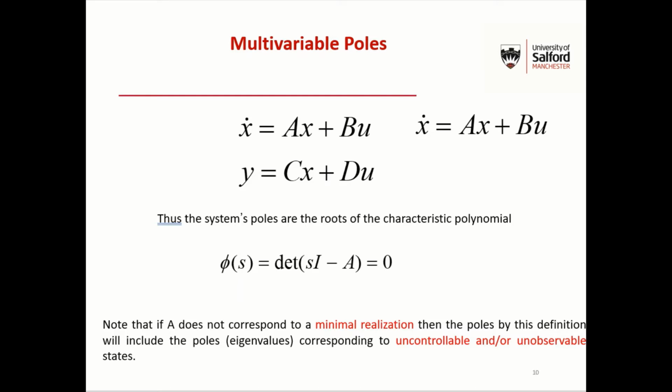Now, multivariable coupled poles. Poles are always associated with the A matrix. In classical state space analysis, to get the poles, it's simply the determinant of sI minus A equals 0. Because the A matrix is independent of the number of inputs and outputs, it's a square matrix, and we can work out the poles, or the eigenvalues. The poles, the eigenvalues of the A matrix, are the same for single input, single output systems as for multivariable. So if we work out the eigenvalues of A through the determinant of sI minus A equals 0, we get the multivariable poles. Very straightforward to work out.